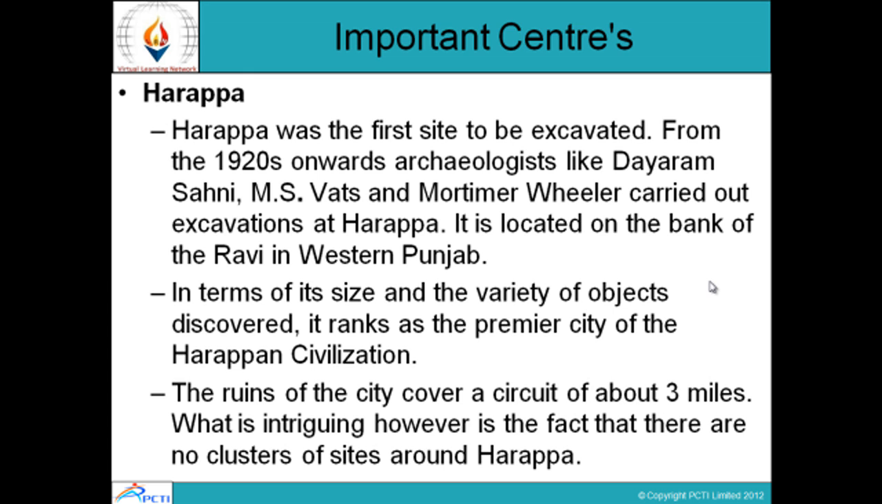Important centers. Harappa was the first site to be excavated. From the 1920s onwards, archaeologists like Dayaram Sahni, M.S. Watts and Mortimer Wheeler carried out excavations at Harappa. It is located on the bank of the Ravi in western Punjab. In terms of its size and the variety of objects discovered, it ranks as the premier city of the Harappan civilization.